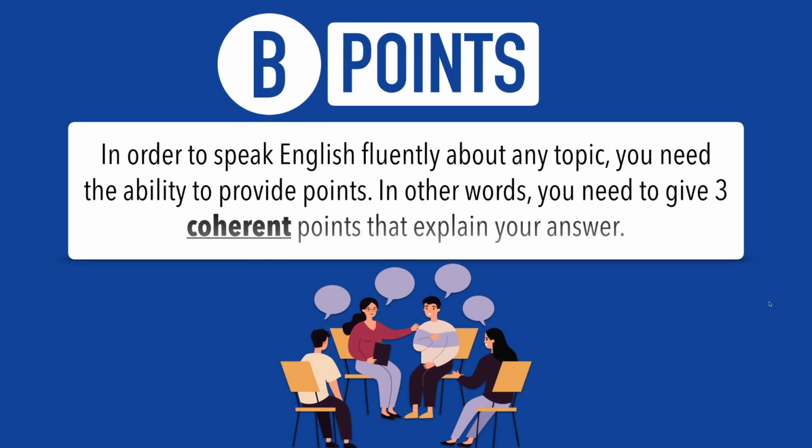Points. Now, in order to speak English fluently about any topic, you need the ability to provide points. In other words, you need to give 3 coherent points that explain your answer. So remember, the first one was reason. Now we're looking at points. So you're basically giving details that relate to your answer.